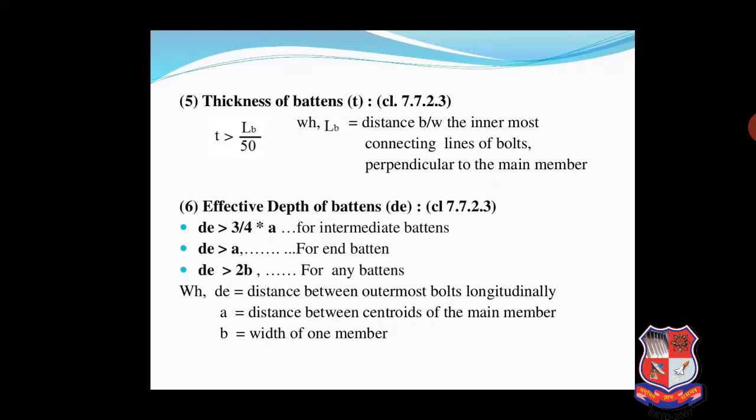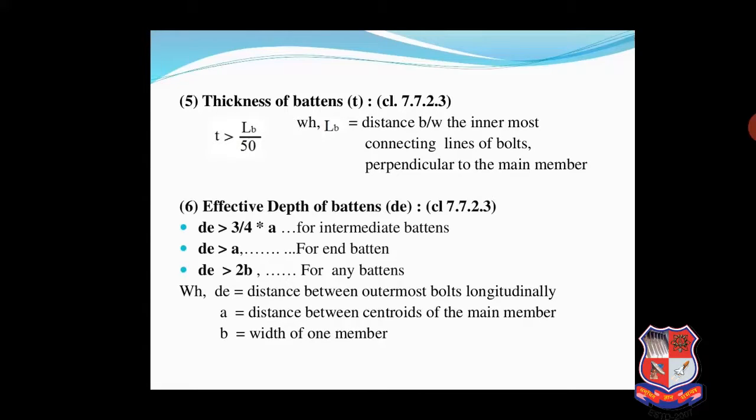Next, thickness of batten is denoted by t and given in clause number 7.7.2.3. t should be greater than Lb upon 50, where Lb is the distance between the innermost connecting line of bolts perpendicular to the main member.